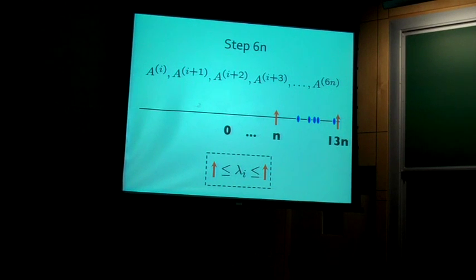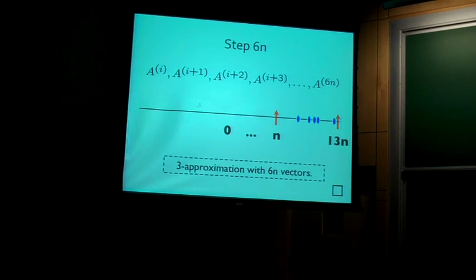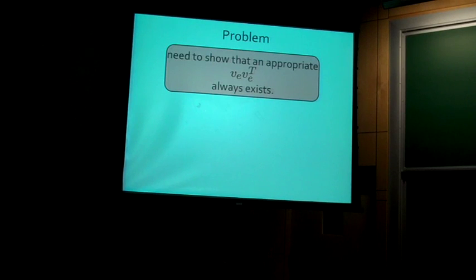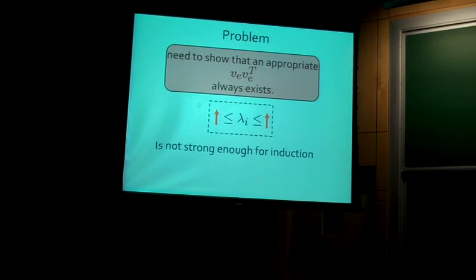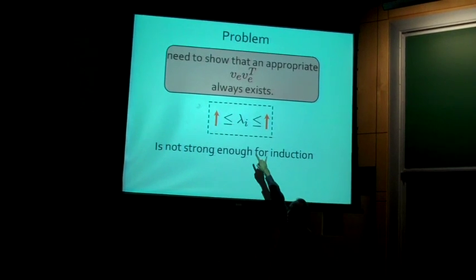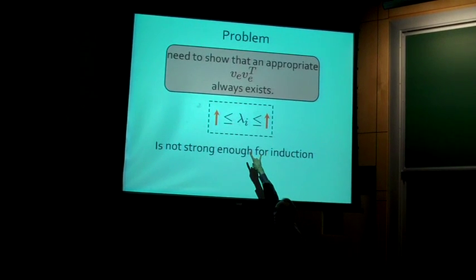There's just two problems with it. Sorry, so this gets to the approximation. One, you need to show that there's always some vector you can add. And how are you going to do that? I've got to show there's some vector in my collection I can always add. Well, I need a good inductive hypothesis. And the fact that my eigenvalues lie between these two barriers is not strong enough for the inductive hypothesis.